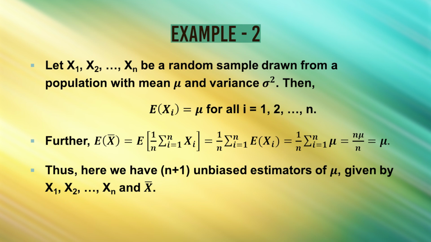You see the first line: expectation of xi is equal to mu for i equals 1 to n. That means n estimators are there, which are all unbiased because expectations are mu. Also, expectation of x bar is also equal to mu. That means we have here n plus 1 unbiased estimators of mu. So as far as the first criterion is concerned, all these n plus 1 estimators are equally good.